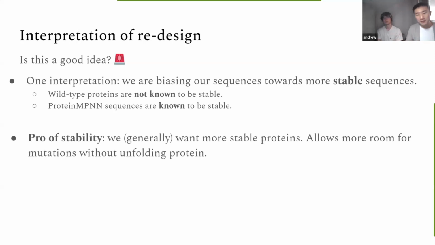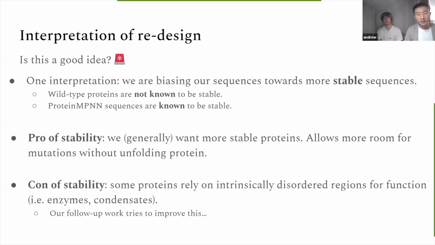A pro of this is that generally in protein design and engineering, you want more stable proteins, because you can have more mutations and potentially improve the fitness of the protein. But there's also a con of stability: enzymes and condensates, intrinsically disordered proteins, rely on instability to function. So you lose some function if you optimize for stability. This raises the question of what you want to bias your sequence towards. In this paper we chose stability, just because ProteinMPNN was very easy to scale up. But it's an interesting question how we can guide the sequences towards other properties using this sort of technique.